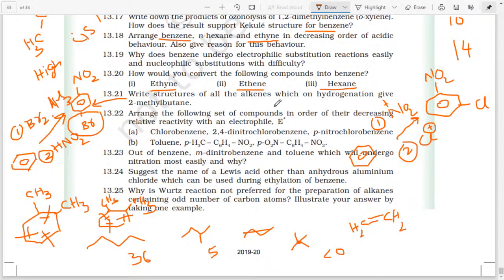Write structures of all the alkenes which on hydrogenation give 2-methylbutane. Yes, you can write this. On hydrogenation, what you are going to get: 2-methylbut-1-ene, 2-methylbut-2-ene and 3-methylbut-1-ene. You can get this 2-methylbutane.